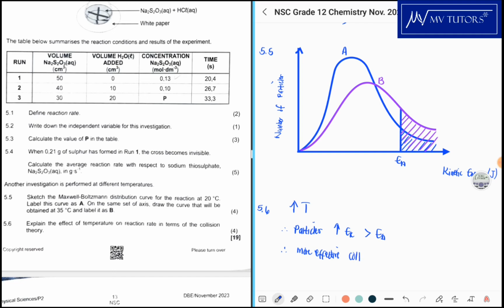Is it double L or double S? I think double. Okay, more effective collisions, and then more effective collisions per unit time, which is what we want, and as a result, therefore, you have an increased rate of reaction. Okay, and that is how we can relate that. And with that, we are done with this question. See you at question 6.